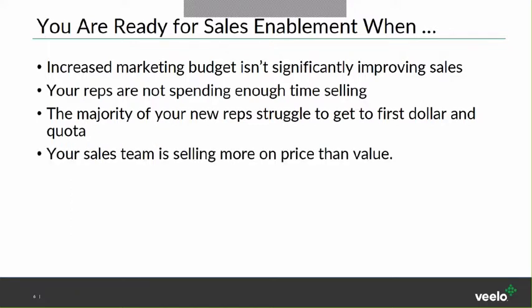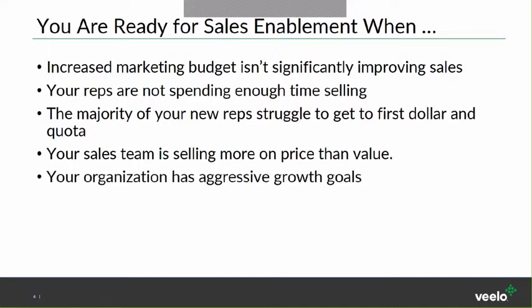If you're finding your sales team is selling more on price than value, that is clearly an area that sales enablement can help. And it's something that most organizations struggle with just because, as I mentioned, price is easy to sell on. Value takes some skill and some training and some coaching.